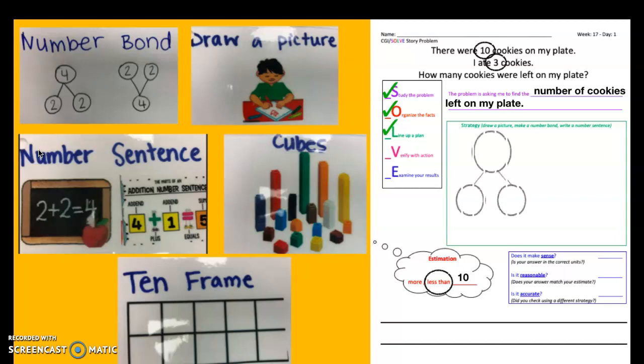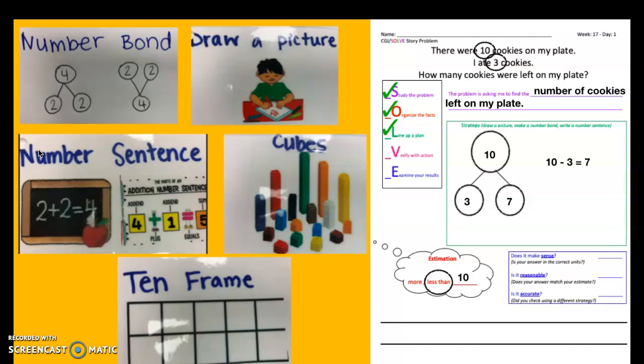Now, I'm going to go ahead and do that in my strategy box. So, I have my number bond. I know that there are 10 cookies in total, so I'm going to put that in my total. Now, we have 3 of them were taken away, which means that there were 7 left. So I have my whole, which is 10, a part, 3, and the other part is 7. Now I'm going to write my number sentence. 10 minus 3 equals 7. Or 10 take away 3 equals 7.